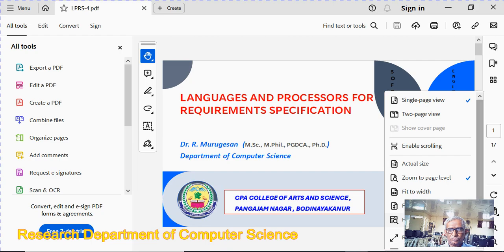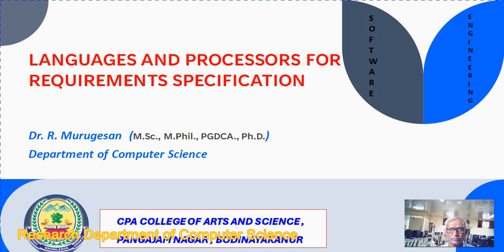So today we are going to discuss one of the most important parts of software engineering: languages and processors for requirement specifications. As you all know, what is the main part of software engineering? Development and maintenance.